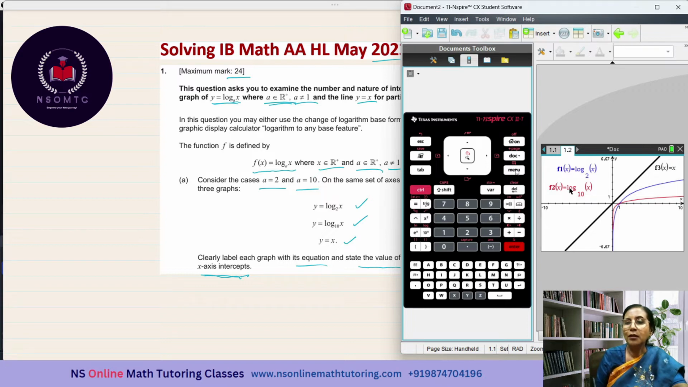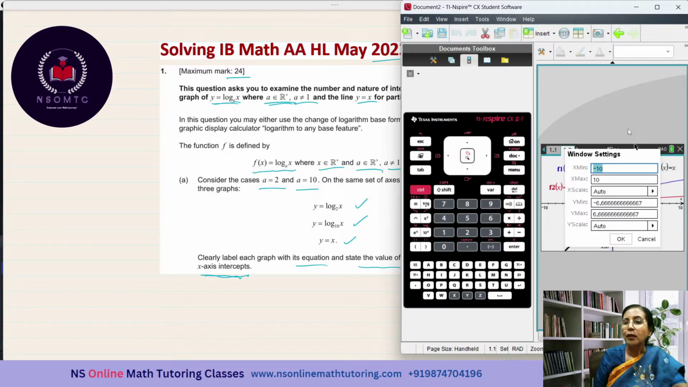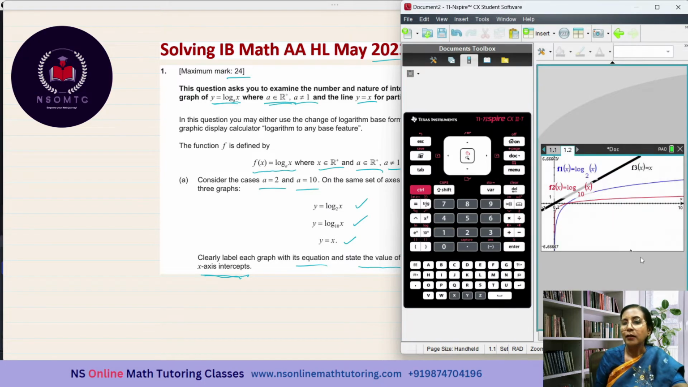Okay, now let me just change the window settings. I'm taking this as -1 and keeping the x max as 10. This is fine. Okay, so I can just bring this down. Okay, and I know the red colored is the log of x to the base 10, the blue colored is log of x to the base 2, and the y equal to x is the black line.